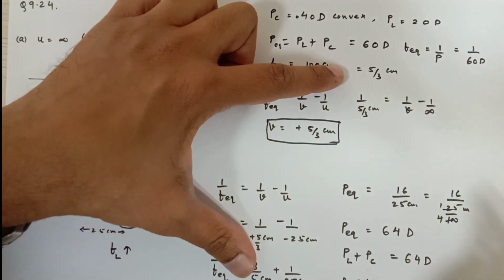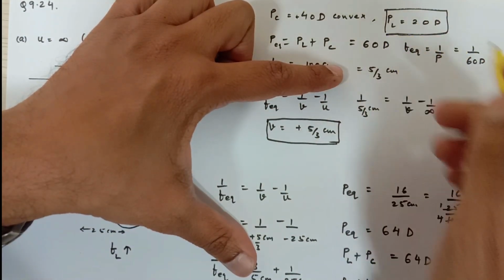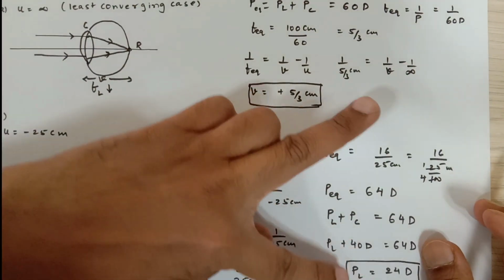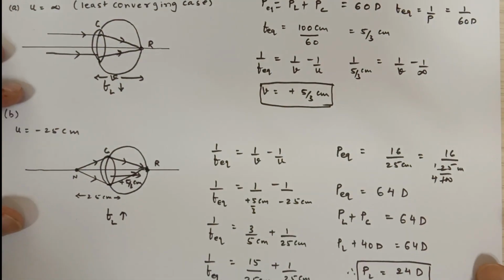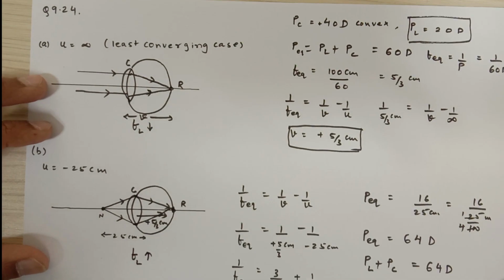This is the accommodation. Accommodation means we require the focal length ranges. If we convert these two, we would get the focal length ranges for these two cases, and that is what accommodation is. Hopefully, guys, you have understood this problem well.